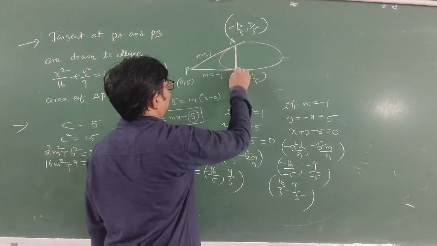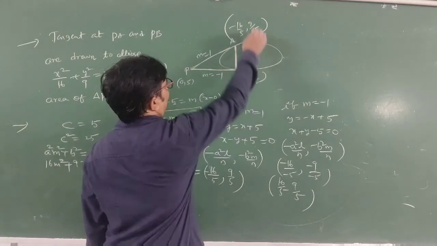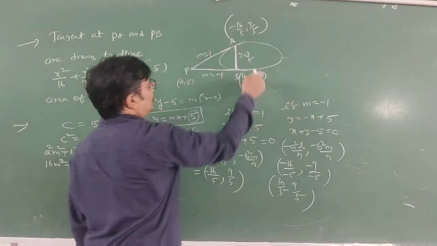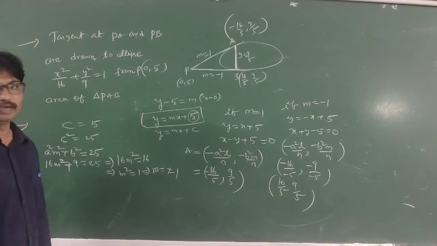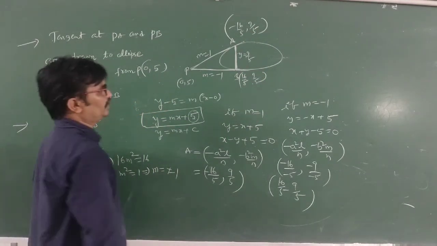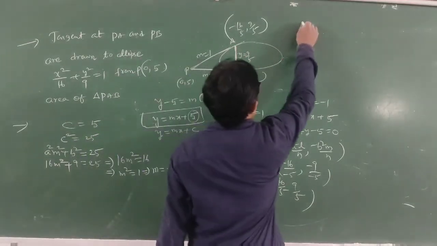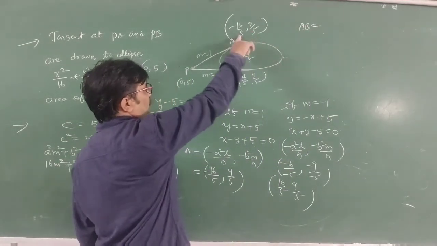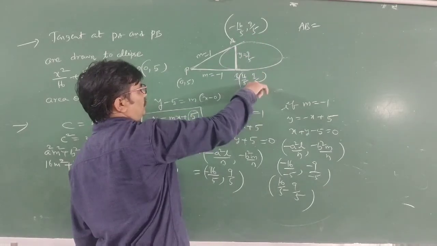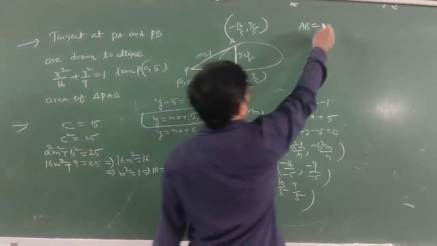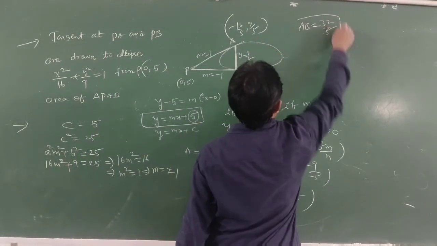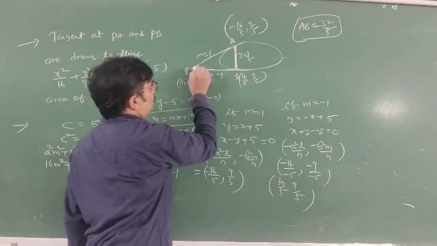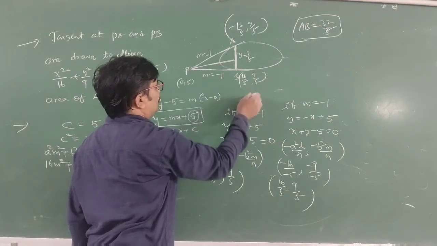So first we find the line: y equals 9 by 5. The y coordinates are equal, so y equals 9 by 5. What is the length of AB? Everybody knows the length of AB is the square root of x2 minus x1 whole square plus y2 minus y1 whole square. So 32 by 5 is AB. Just we have to find this distance.